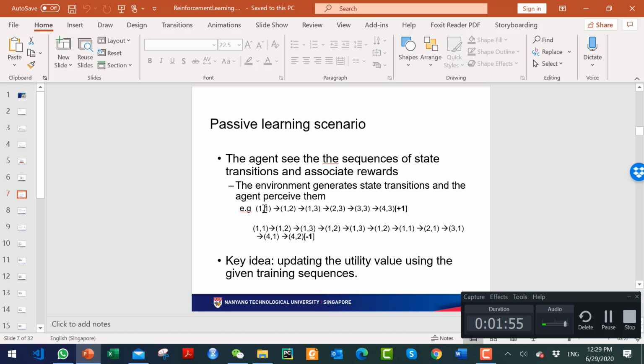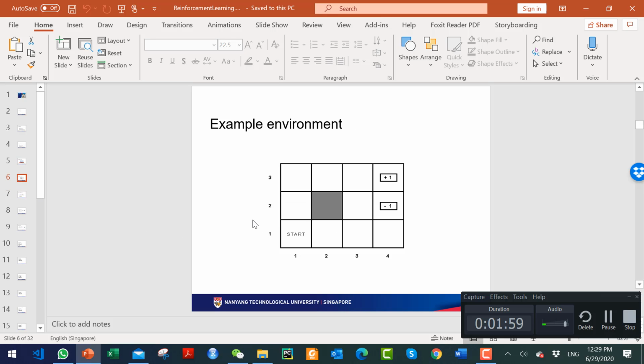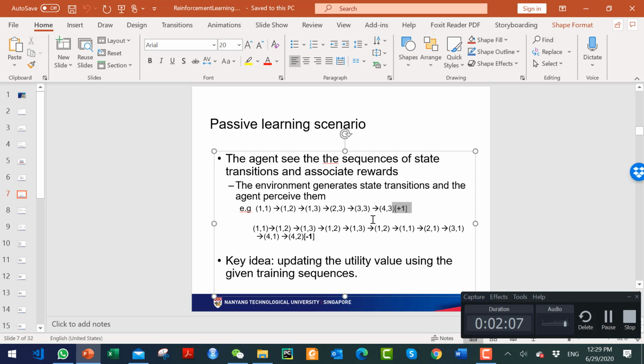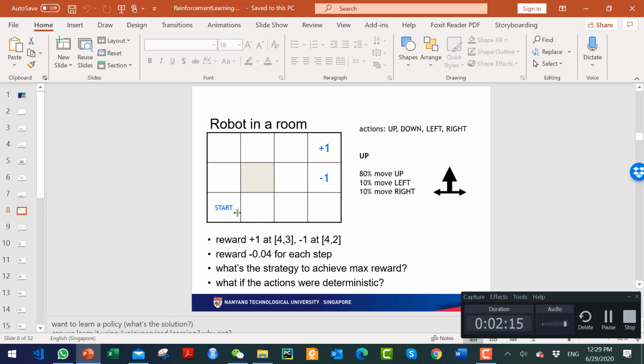So this is the correct move from 1 1, 1 2, 1 3, 2 3, 3 3, 3 4, right? This is the one where you get +1 point if you complete. If you do the other way, you get -1 point, which is no good, which is here. If you go this way, it's -1 point. Then you go this way, +1 point.